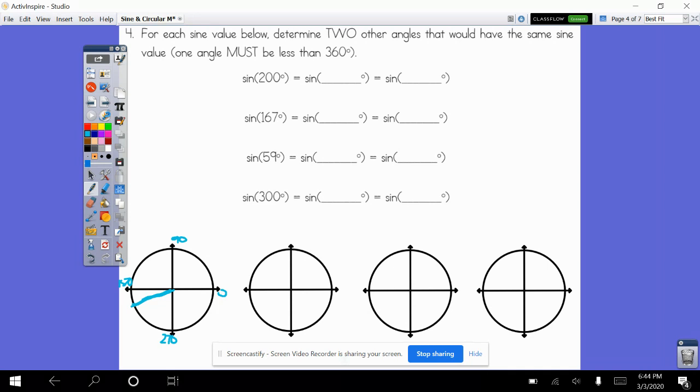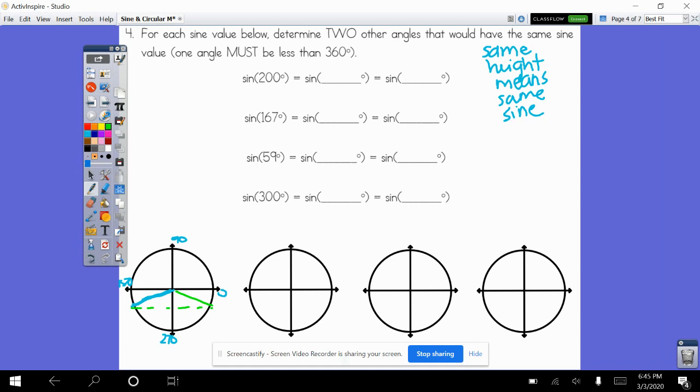So since all of the angles in my circle are going to have the same radius, I'm looking for which angles have the same height. Same height means same sine. It's a good saying to have in your head. Same height means same sine. So I need to find the angle that is across from it so they have the same height.